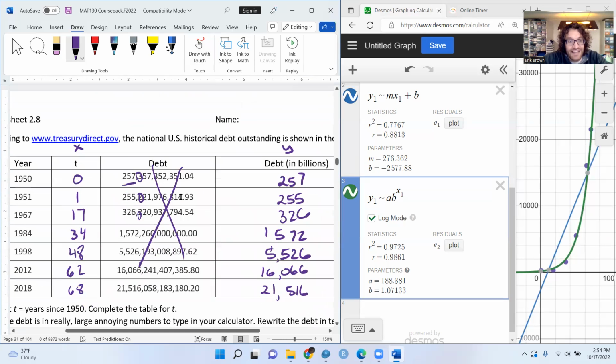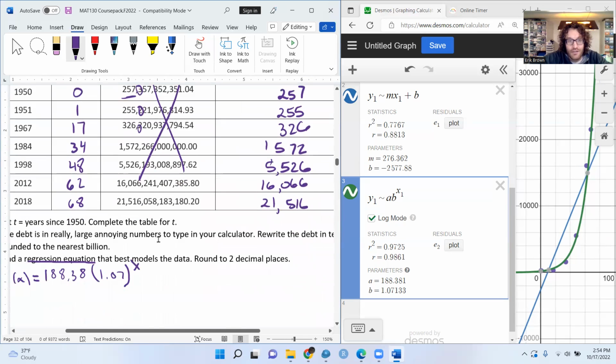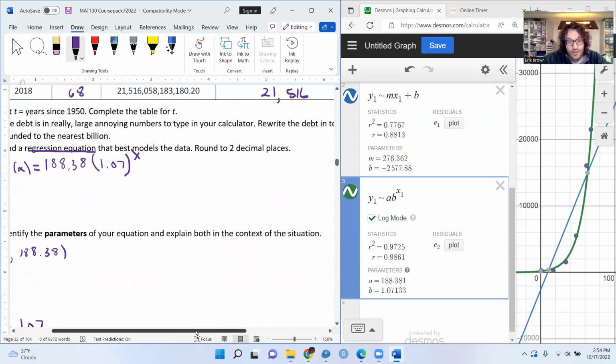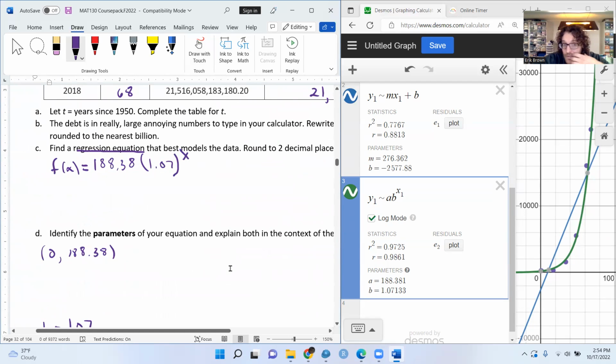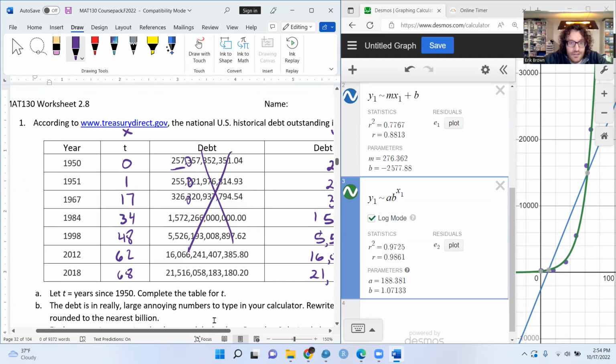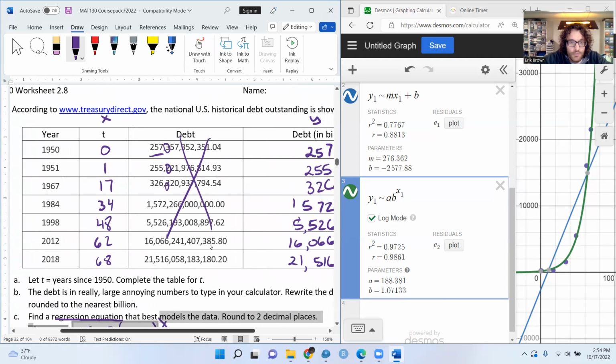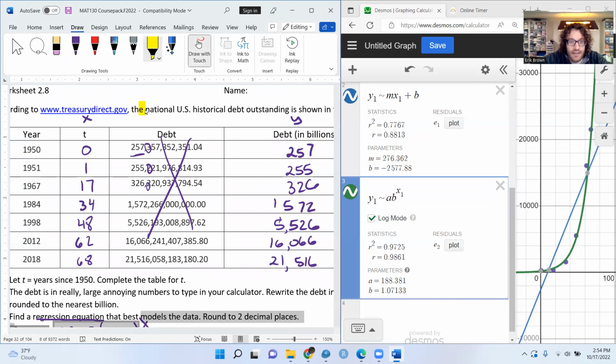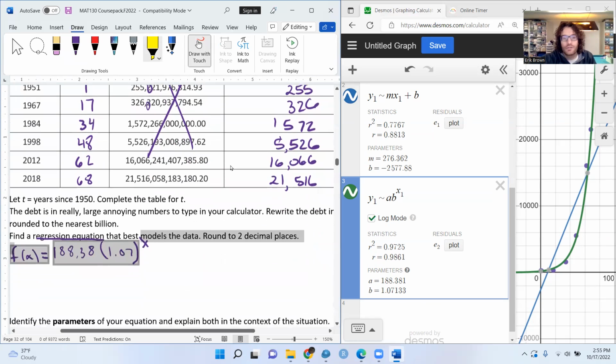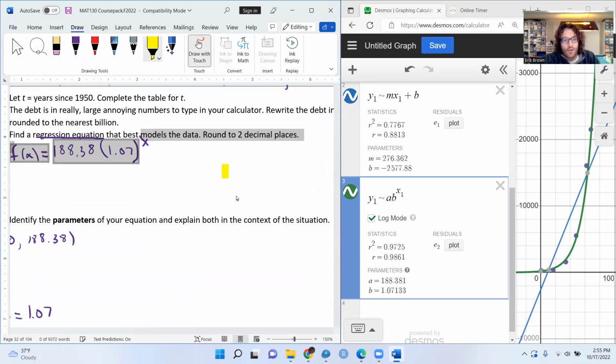Notice this is debt in years since 1950. So your sentences should include the fact that we're talking about total debt. It's actually, if you want to be super precise, here's the exact thing. It's the US historical debt outstanding. So it is a cumulative amount. It's what hasn't been paid from all years ever.